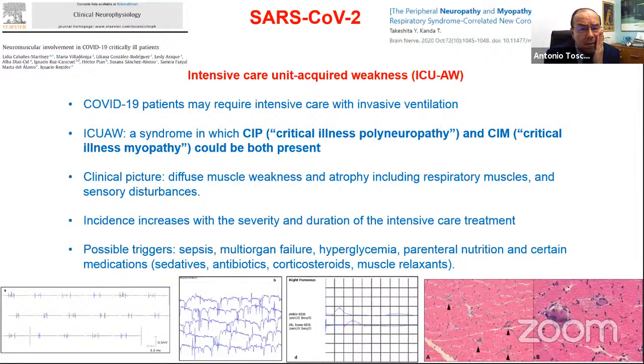And as I said before, also in the ICU, some acquired weakness was due either to CIP, in other words, critical illness polyneuropathy, or to CIM, critical illness myopathy. Both can be present in the same subject. And of course, they are characterized by diffuse muscle weakness and atrophy, and there is also an involvement of respiratory muscle and even a sensory deficiency. So these cases, of course, may worsen during the intensive care treatment, and there are several triggers such as sepsis, multi-organ failure, hyperglycemia, and so on.